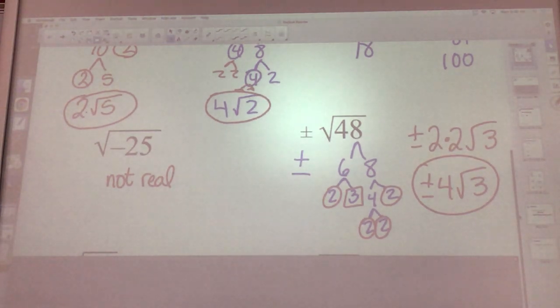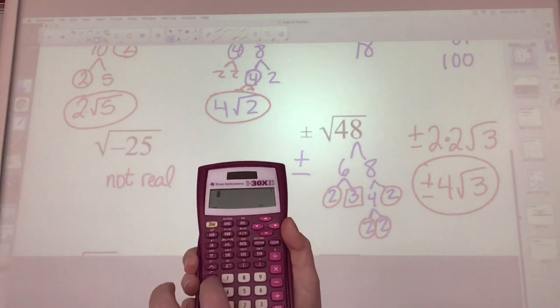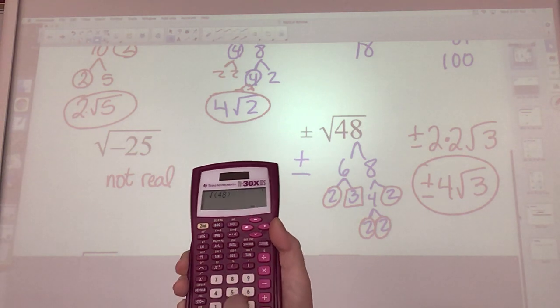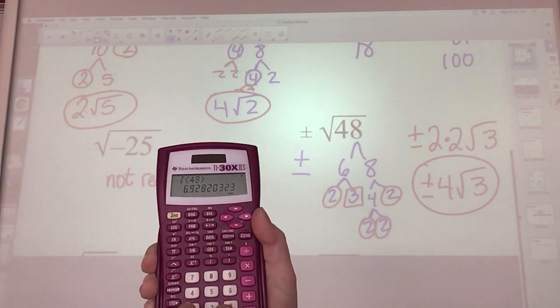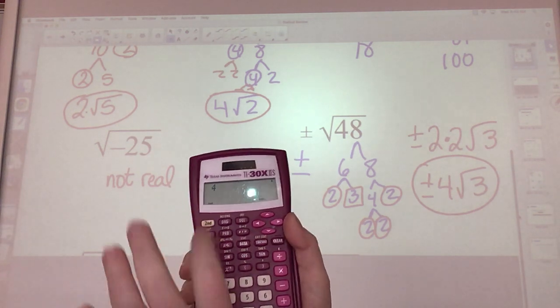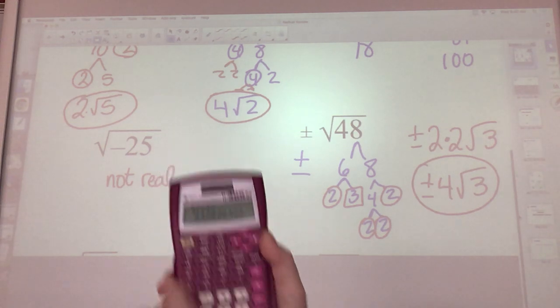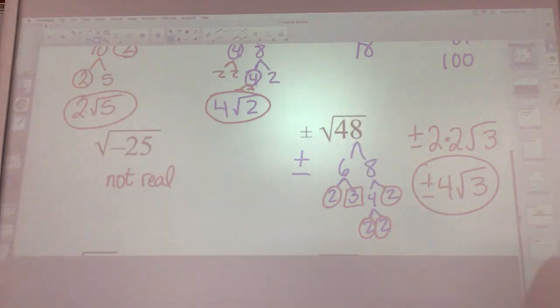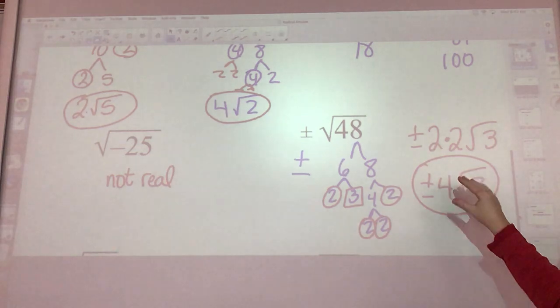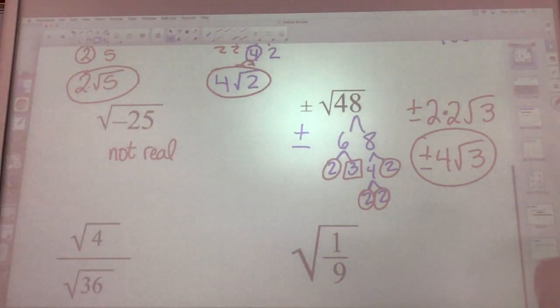And you might be thinking, is that right? Did I do that right? Am I supposed to take 2 times 2? Here's how you can check your answer. Square root of 48 is 6.928. 4 times the square root of 3 equals 6.928. You know you didn't change the value of the problem, you just changed the actual look of it.